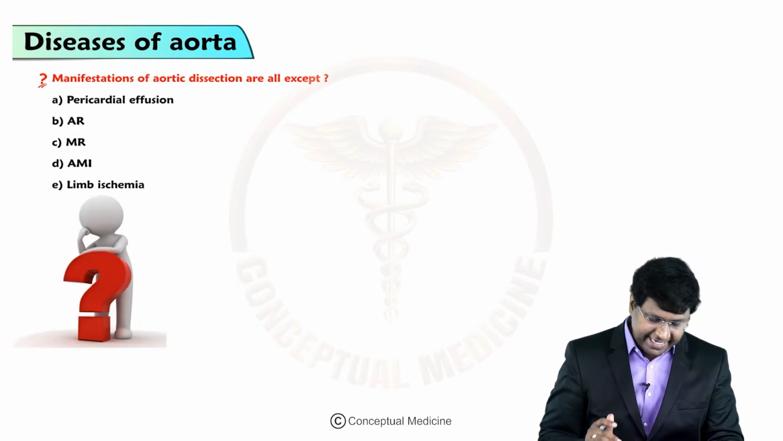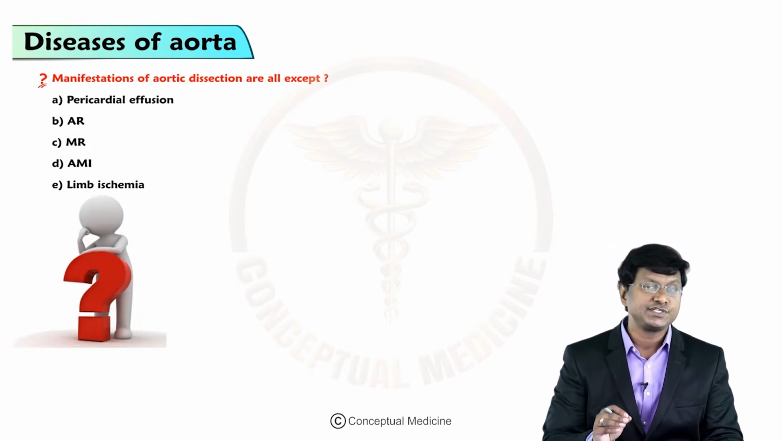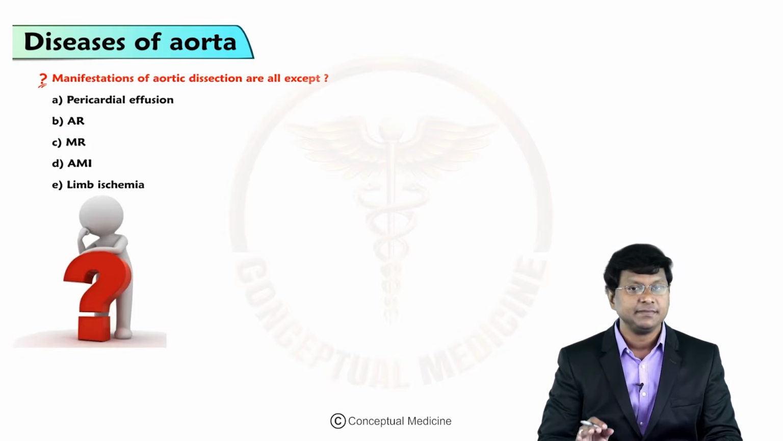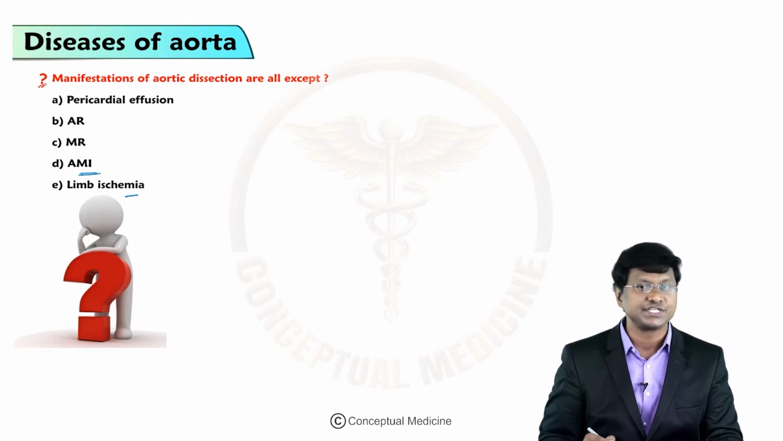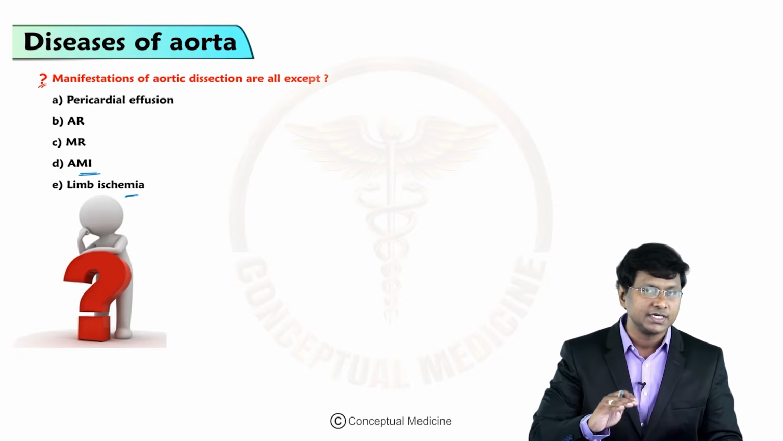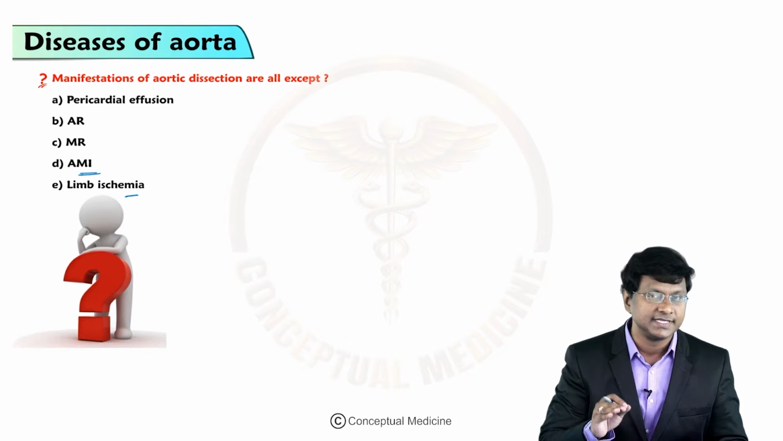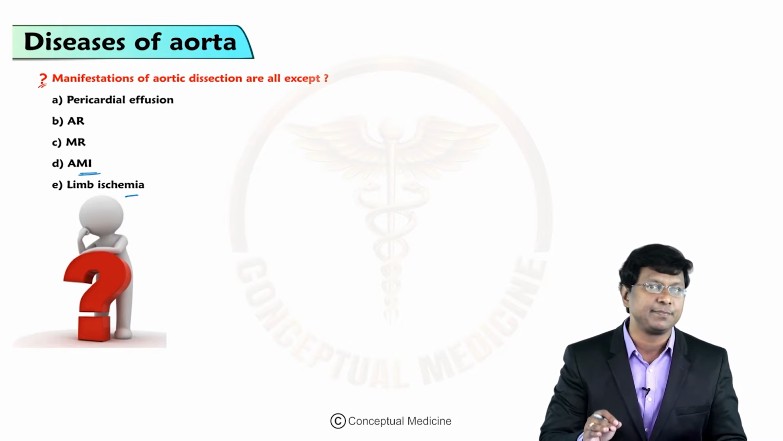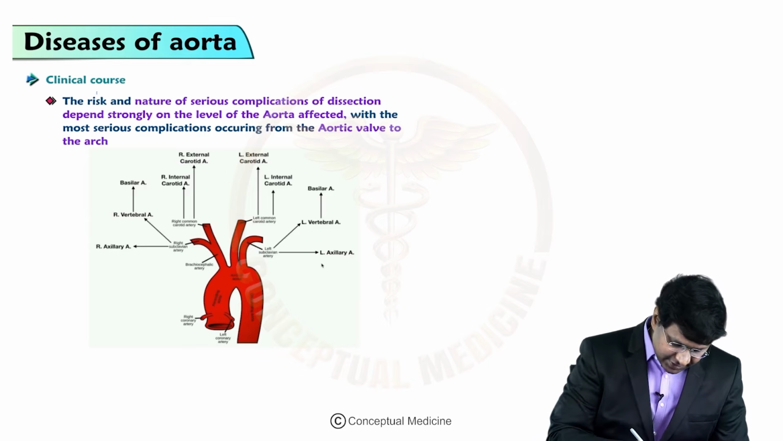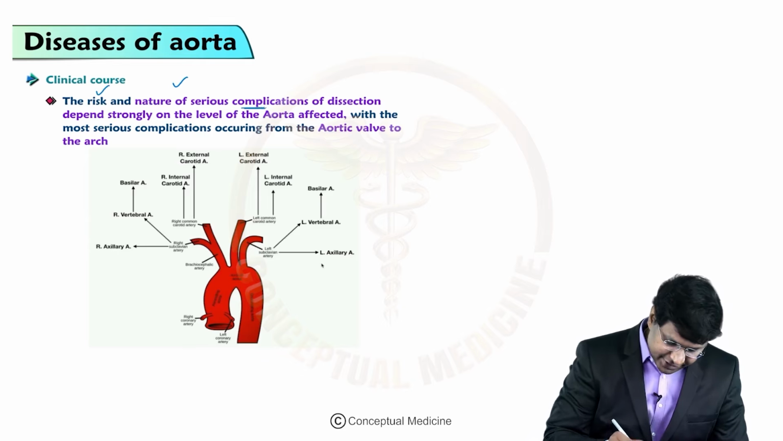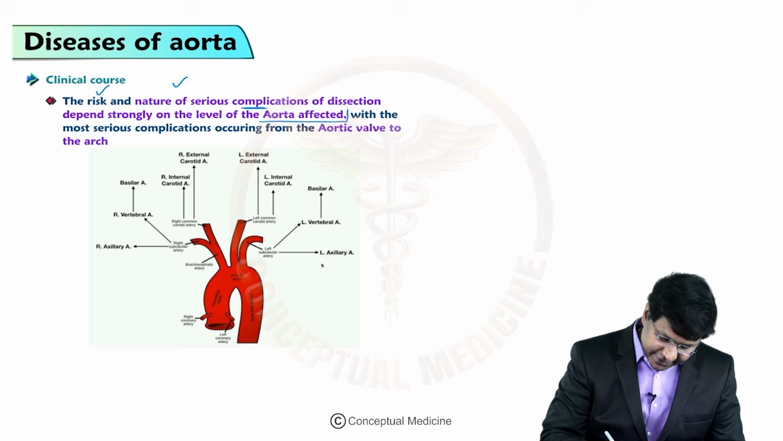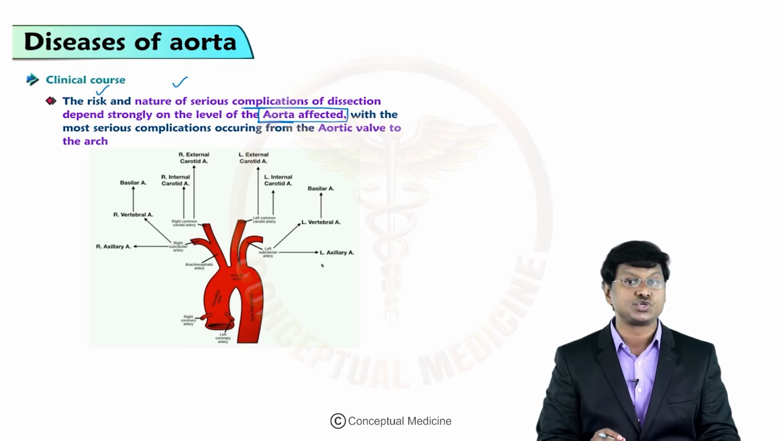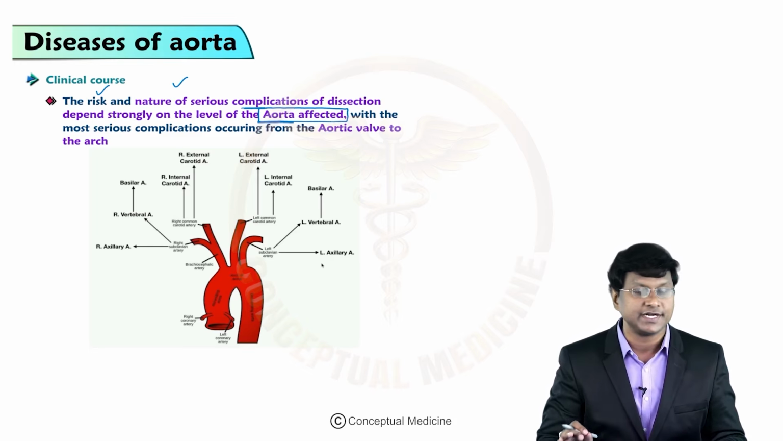Now, what are the manifestations of aortic dissection? Manifestations of aortic dissection are all except pericardial effusion, aortic regurgitation, mitral regurgitation, acute myocardial infarction, limb ischemia. Now let me tell you the clinical course. The clinical course of aortic dissection depends upon the level of the aorta which is affected. The risk and nature of serious complications of dissection depend strongly on the level of the aorta affected.